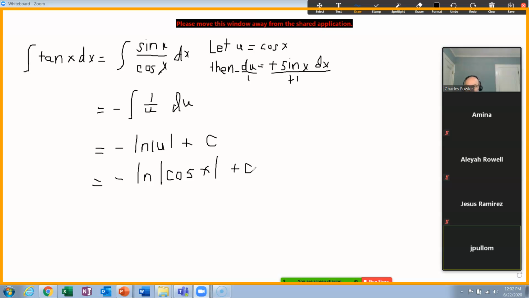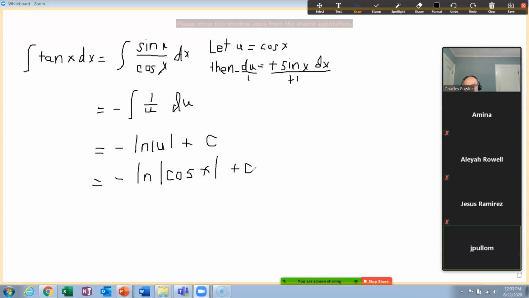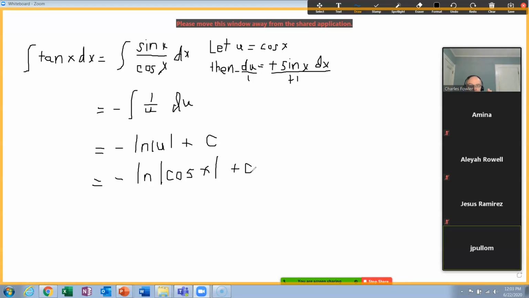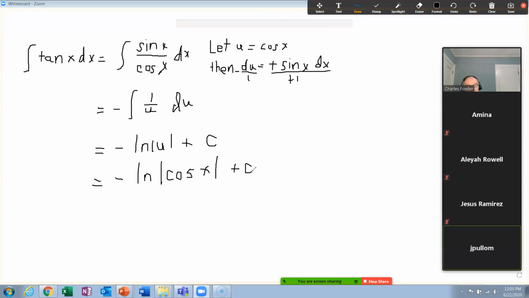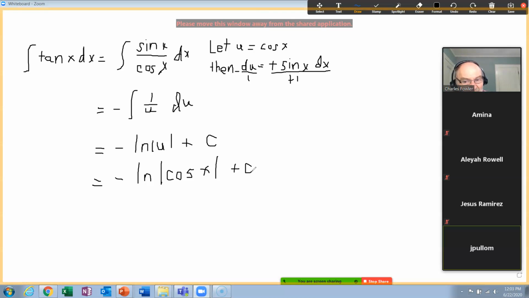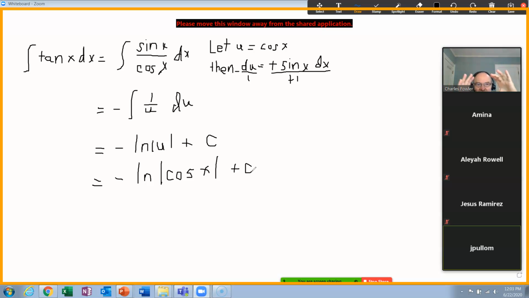Now, I assume somebody might say, do you really need the absolute value bars? Well, it depends on your domain for x. If the domain for x is between 0 and pi halves, no you don't, because cosine x is always positive there. Now, let me make a correction there. You could not include pi halves. Anyone know why? 0 would be okay for x, but pi halves would not be okay for x. The cosine of pi halves is 0, and you cannot take the log of 0. So that's why you have to exclude pi halves. x equals 0 is fine, so that could be a bracket, but pi halves would have to be a parenthesis.